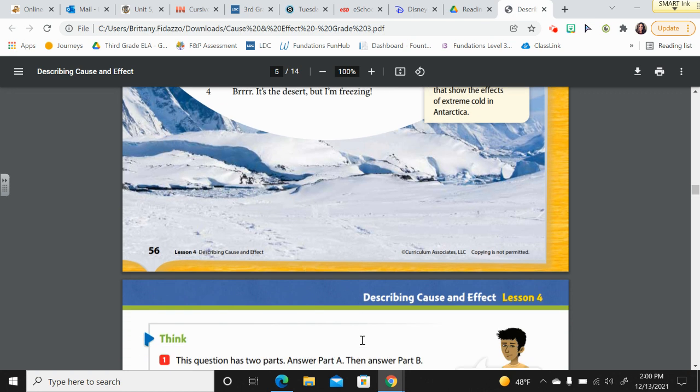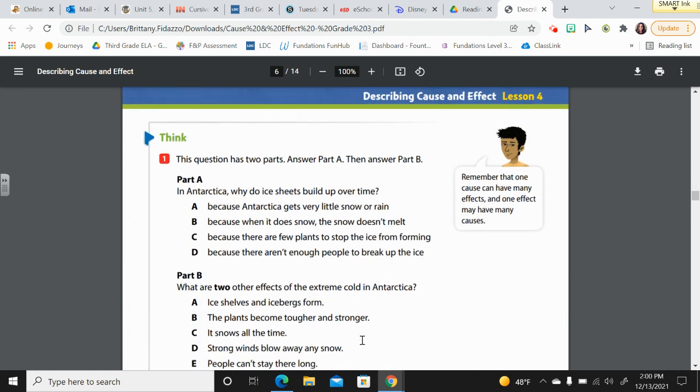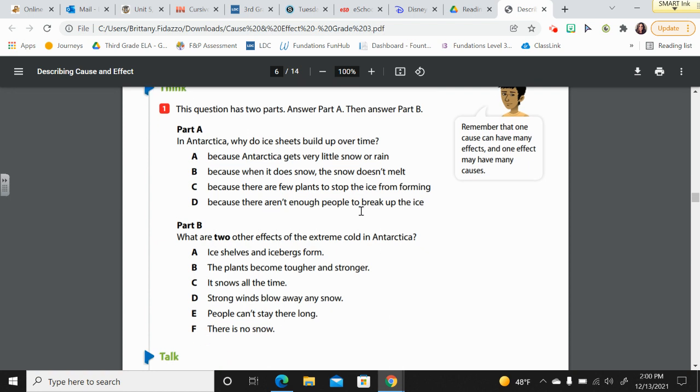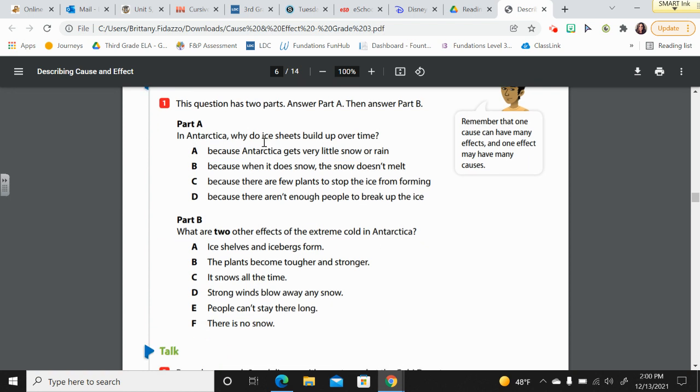All right, let's take a look at your questions in this part here. Question 1 is 2 parts. Answer part A, then answer part B. In Antarctica, why do ice sheets build up over time? Is it A, because Antarctica gets very little snow or rain? B, because when it does snow, the snow doesn't melt? C, because there are few plants to stop the ice from forming? Or D, because there aren't enough people to break up the ice? Does one stick out to you?